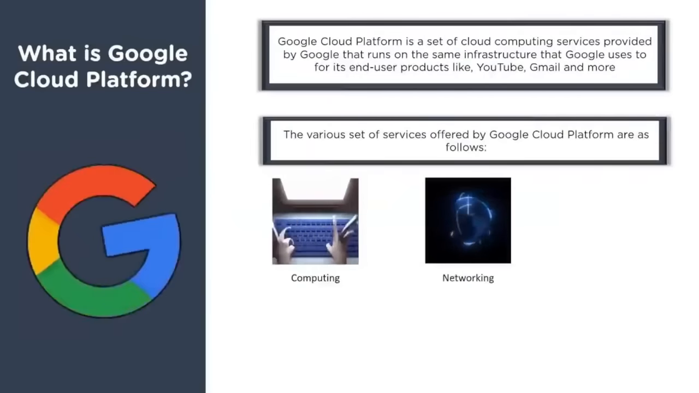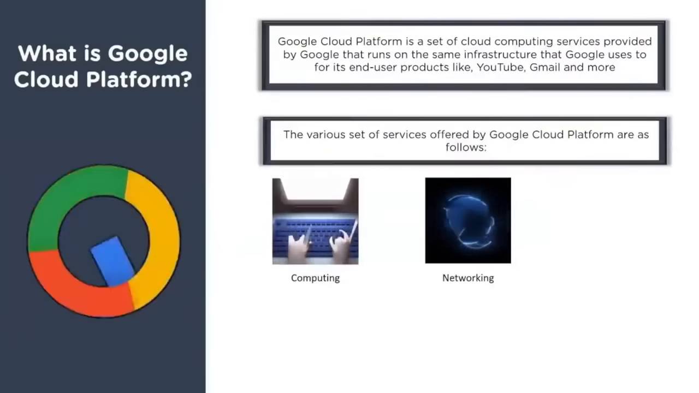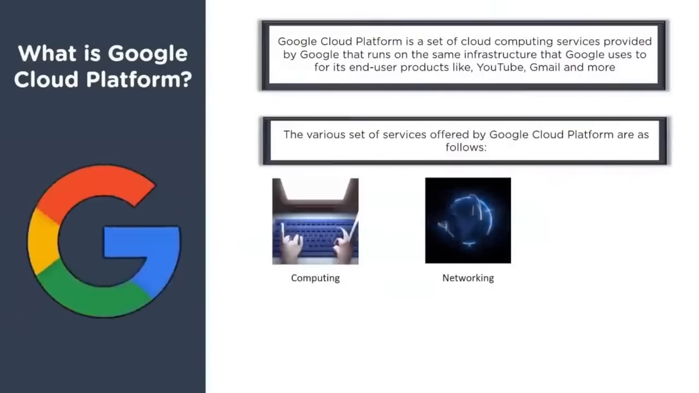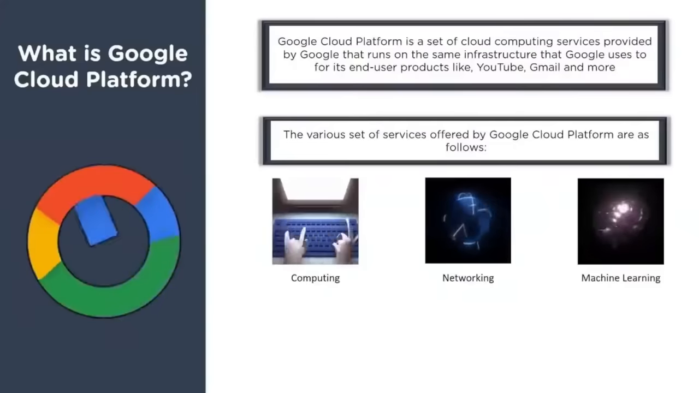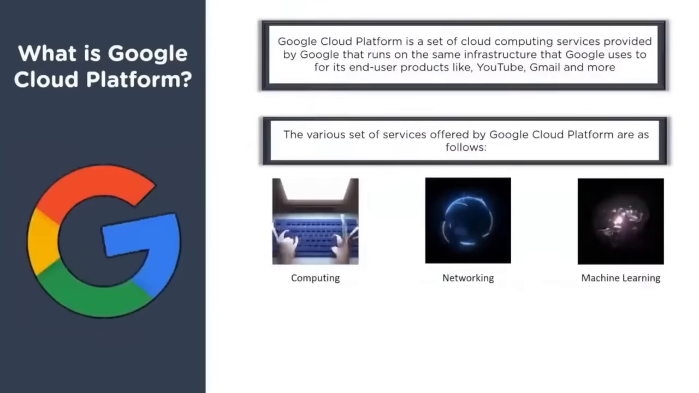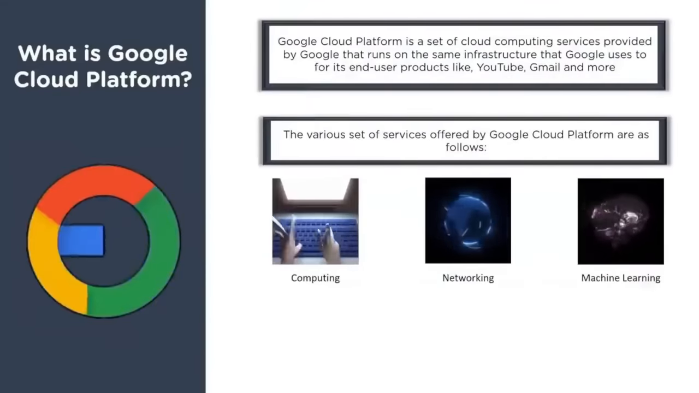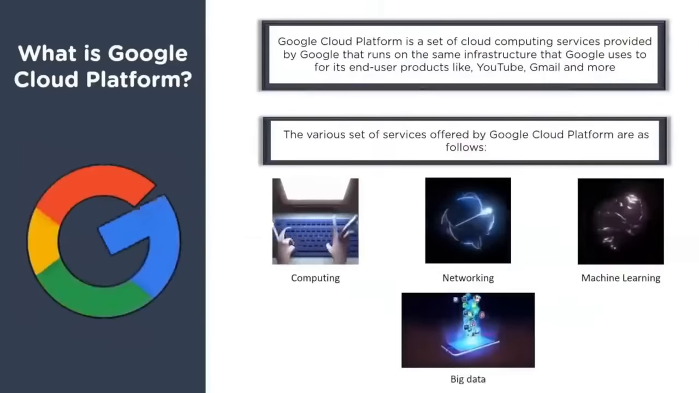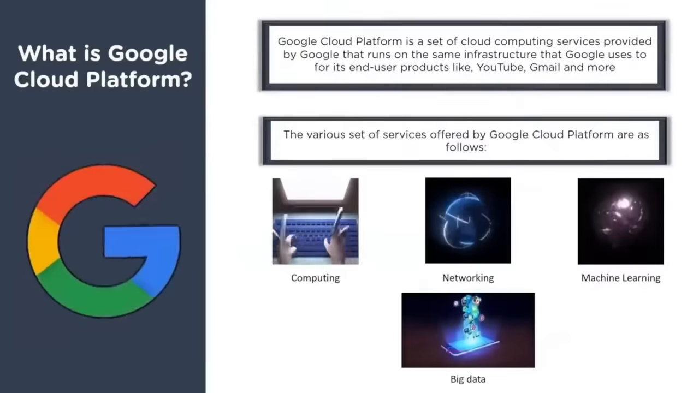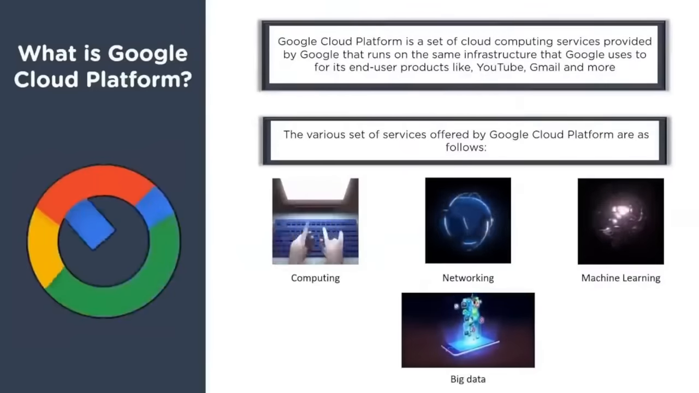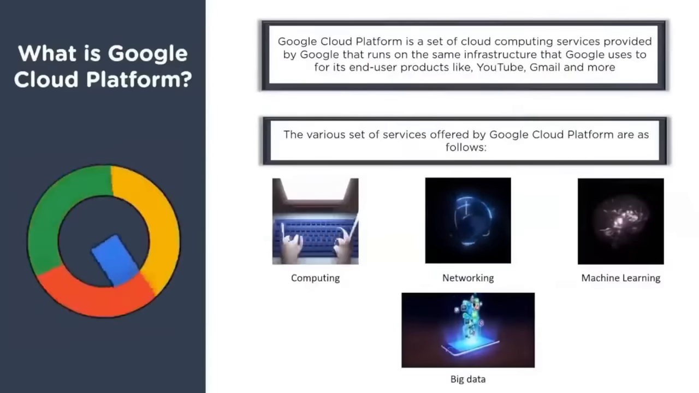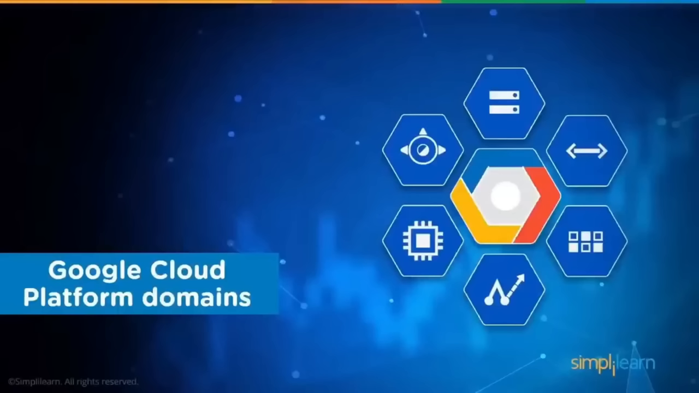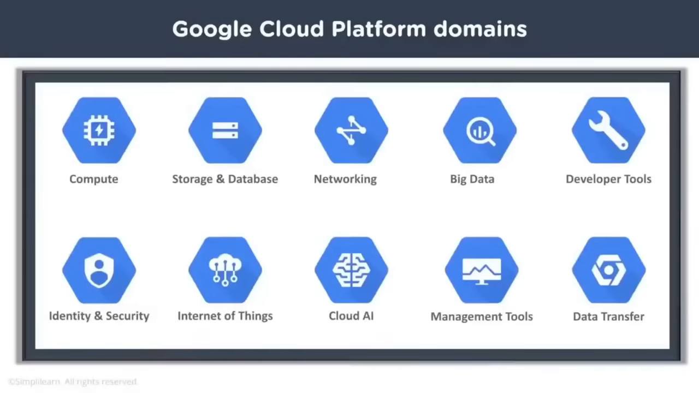You have networking related services, which can be very useful when you are setting up your applications or your services across the globe. You also have different services which are specific to machine learning, and organizations which would be interested in working on machine learning or artificial intelligence would be really interested in using these services. There are also innovative solutions to work on big data and big data related technologies. Now, when we talk about Google Cloud Platform domains, we can break down these services into specifics.